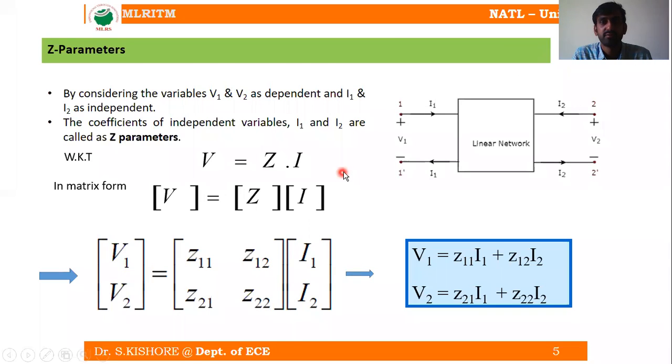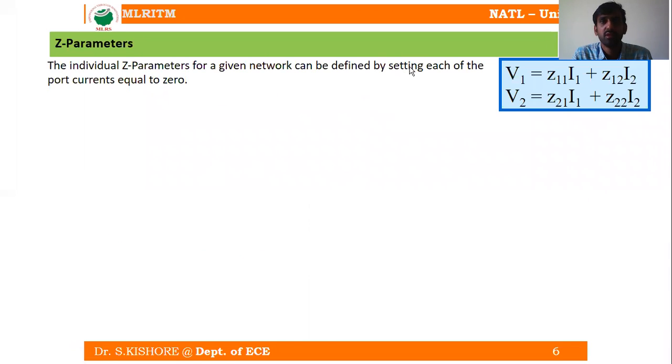So here, the individual Z parameter values can be obtained for a given network by considering the port currents equal to 0. So which port current should be considered to equal to 0?